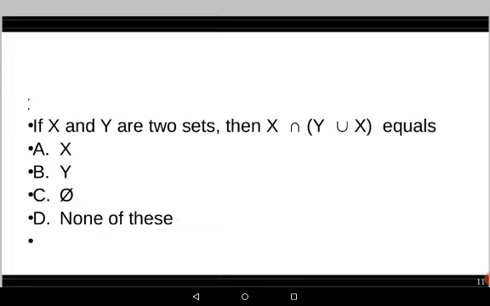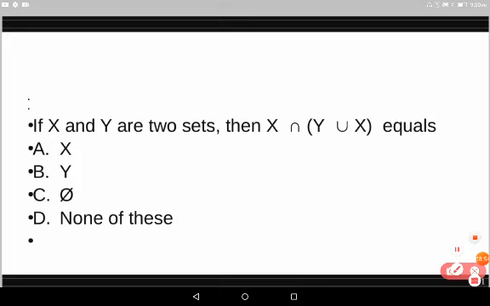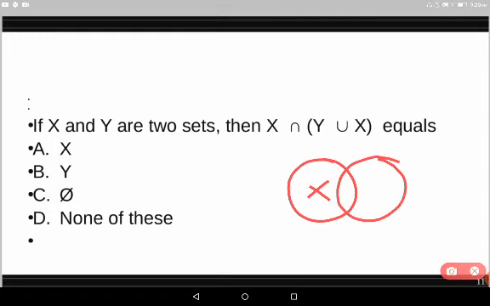Now this is a question from Maths. X and Y are two sets, then X intersection of Y union X will be. X and Y are simply two sets. Okay, we can make the Venn diagram, right? Let this be X and let this be Y, and there will be some intersection, and this will be X union Y.